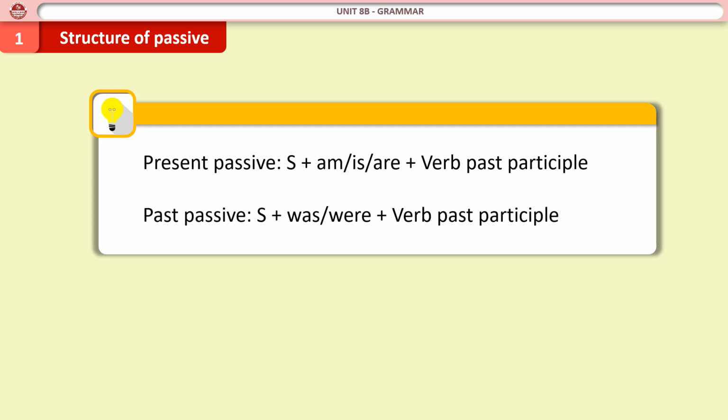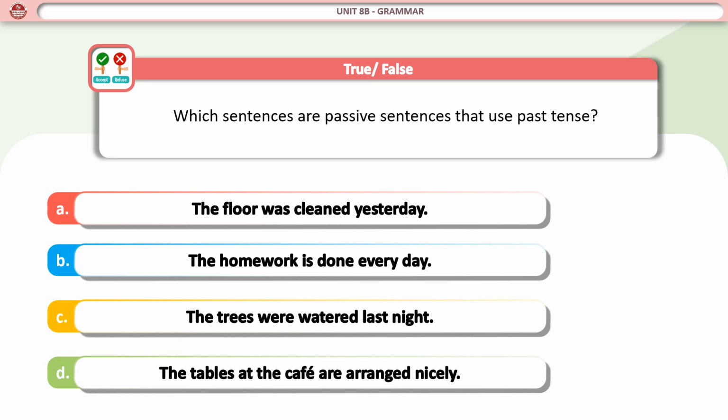Now to practice a little bit, let's have a look at this exercise. I gave you 4 sentences here, and you will try to find out which sentence uses passive past tense. So all of these are passive sentences, but which one uses past tense? My hint for you would be 2 of them are past tense and 2 of them are present tense. Spend some time to do this one.